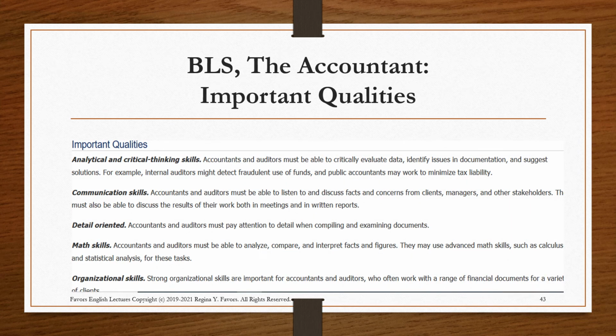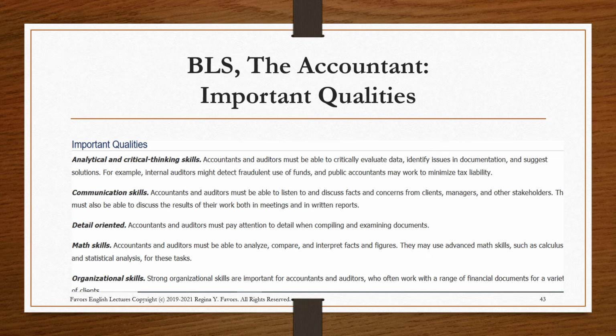And then important qualities speak to personality. So it's important in this job that you are analytical and critical thinking. So accountants and auditors must be able to critically evaluate data, identify issues in documentation, suggest solutions. Internal auditors might detect fraudulent use of funds. Public accountants may work to minimize tax liability.